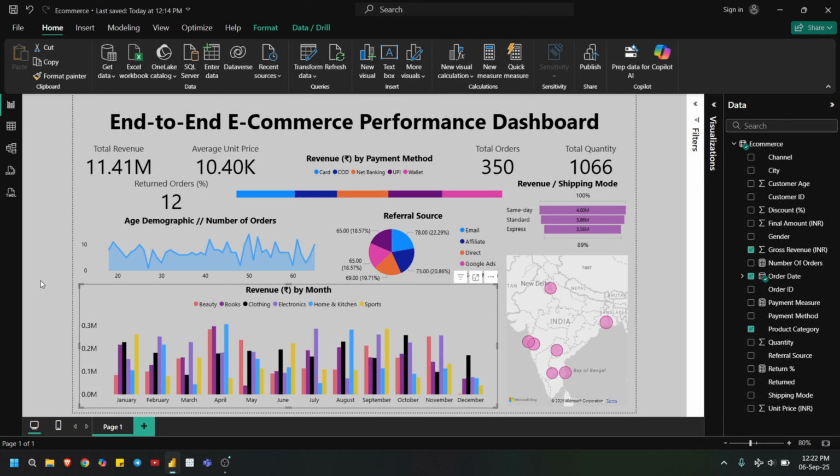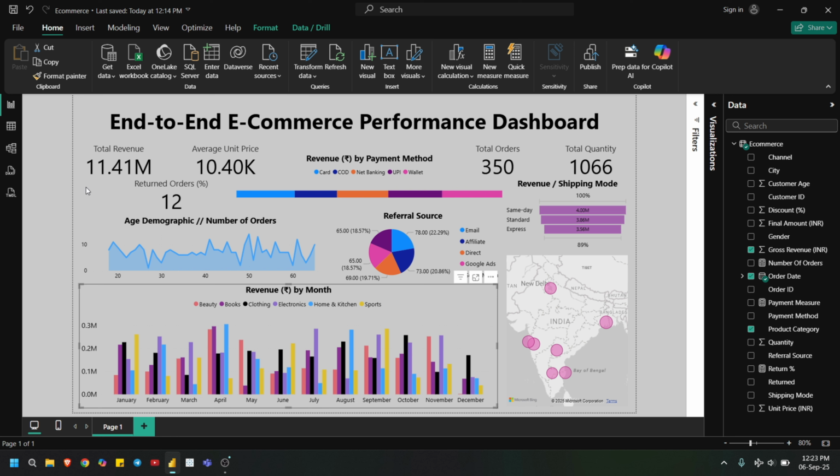Hello, I am Rishabh Soni and I have built an end-to-end e-commerce performance dashboard using Power BI, in which I analyzed different performance measures of an e-commerce platform. In this, I have built some KPIs. So let's see them one by one.